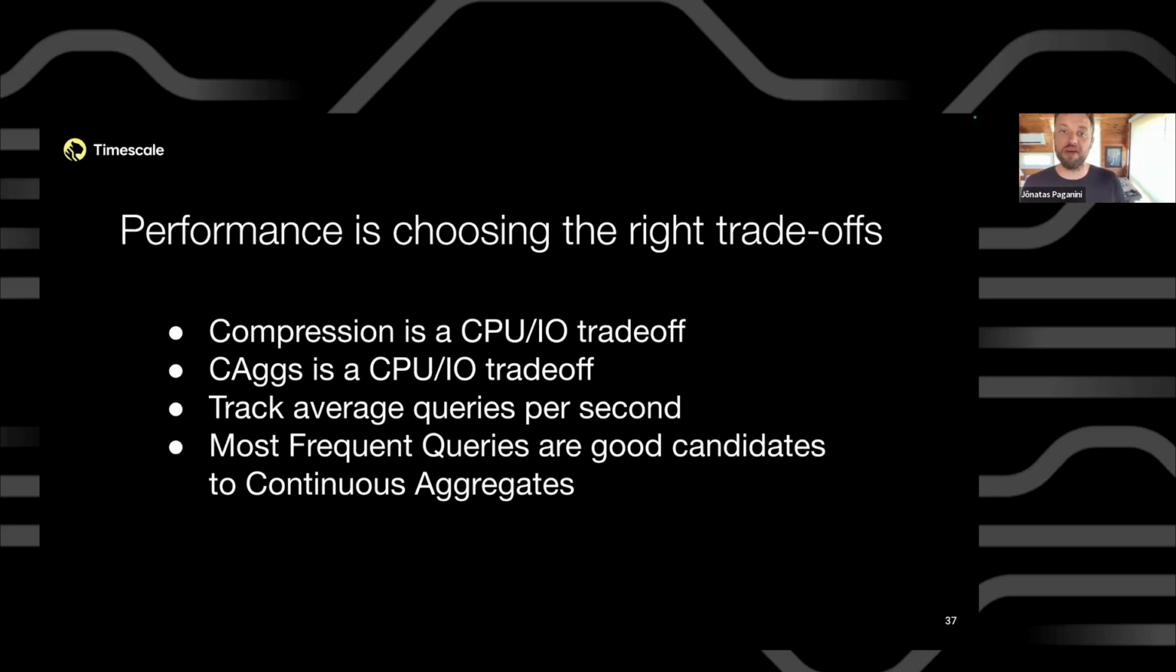And continuous aggregates are the same. You have a predictability that your queries will be running and people will be asking for such information. So you also prevent huge access to the raw data, and you just leave it already processed for the end user. And I would recommend you take a look at the average of your queries per second, and what the most frequent queries are. Are they good candidates for continuous aggregates? Are they good candidates to be pre-processed or at least partially processed?